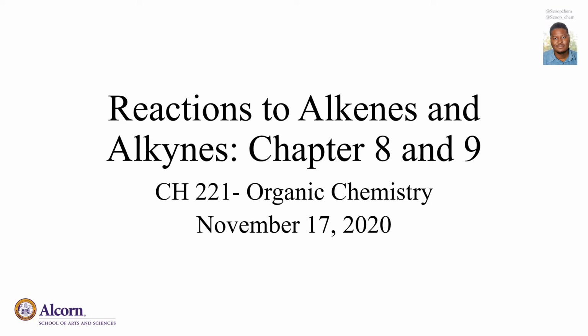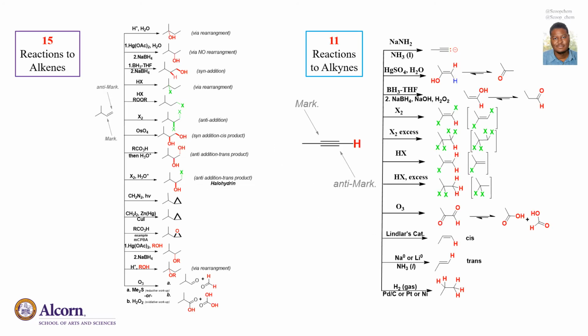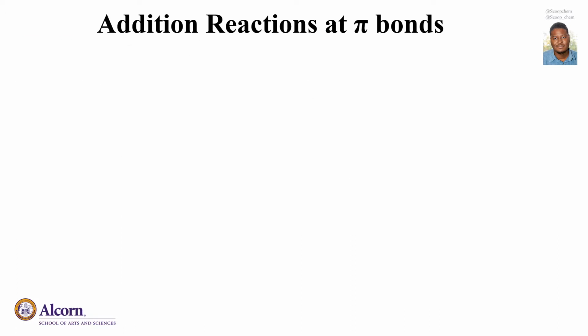All right, hello class. We are starting chapters 8 and 9, which are covering reactions to alkenes and alkynes. To complete chapters 8 and 9, we need to learn 15 reactions to alkenes and 11 reactions to alkynes. All of our reactions in chapters 8 and 9 are classified as addition reactions.